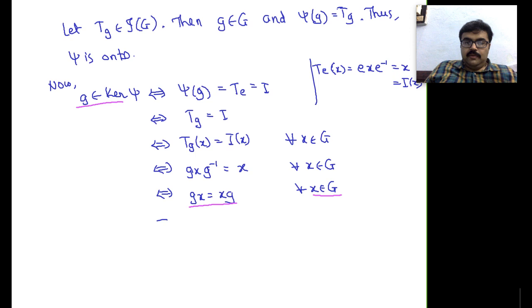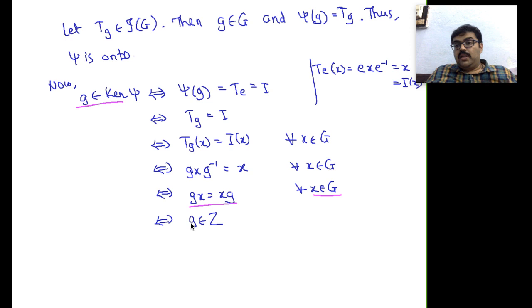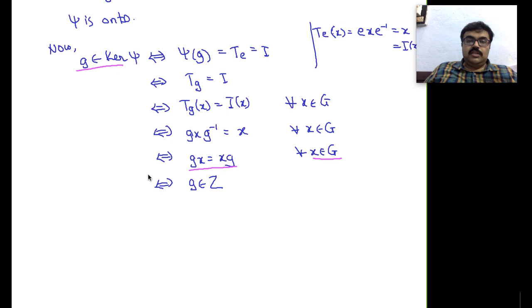Conversely, g x equals x g for all x, so g x g inverse equals x, that is Tg of x equals I of x for all x. Because for all x they are the same, the maps are the same. Tg equals I. So psi of g equals I. That means g belongs to the kernel. Thus the kernel of psi is nothing but Z, the center of G.